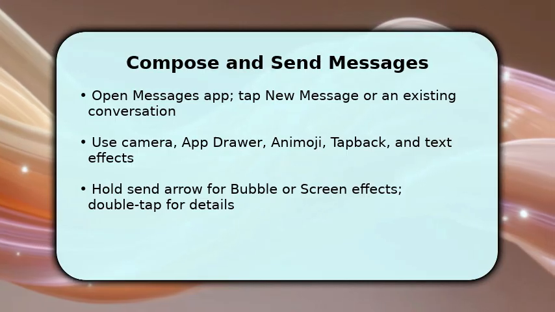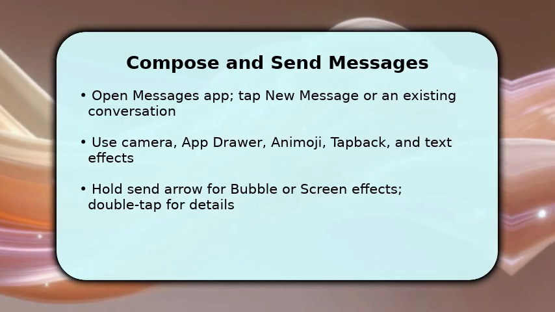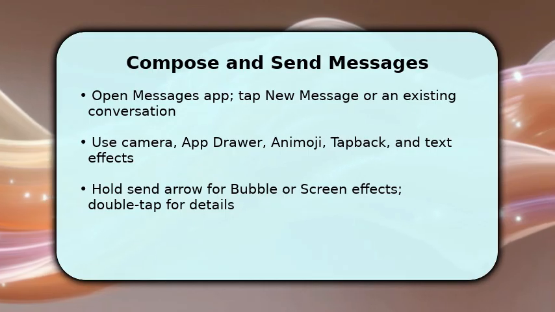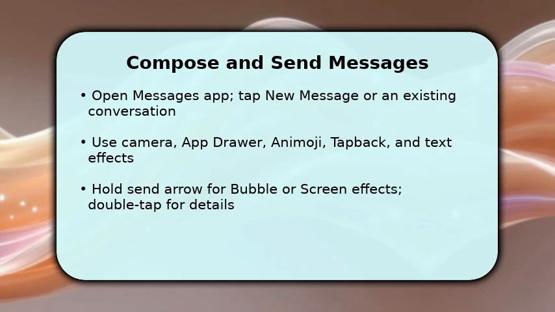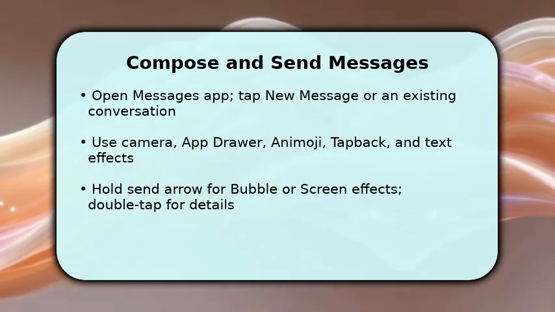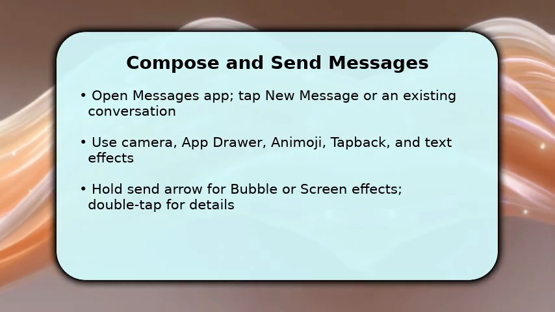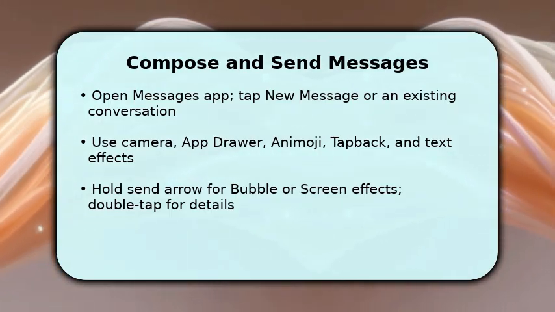Type in the text field, then tap the app drawer to add photos, stickers, or an emoji. These enrich communication and explain tone visually. Hold the blue send arrow to apply bubble or screen effects, which emphasize mood. Double tap a message to add a tapback reaction for quick responses. Make sure you know how to attach media and use effects, so your messages are clearer and more expressive.